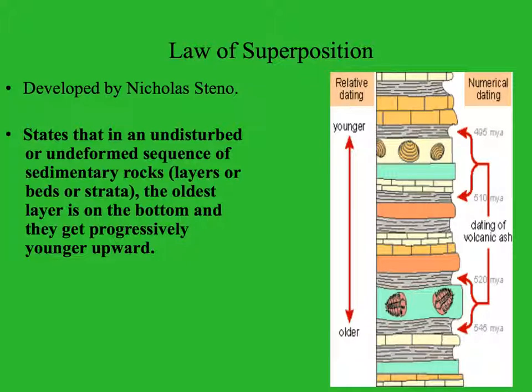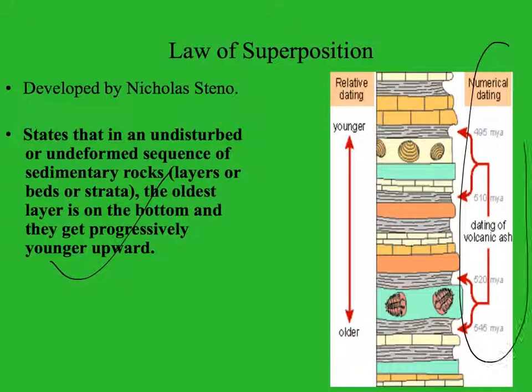The law of superposition was actually proposed by Nicholas Steno, and Nicholas Steno stated that a sequence of sedimentary layers have not been disturbed. So if you can prove that the sedimentary layers have not been disturbed at all, then you can go ahead and apply his law of superposition, which says that the oldest layer is on the bottom and the layers get progressively younger as you go up. So over in the diagram on the right, we actually have absolute dating and relative dating.